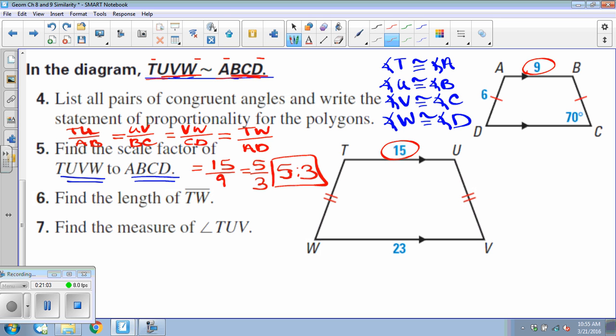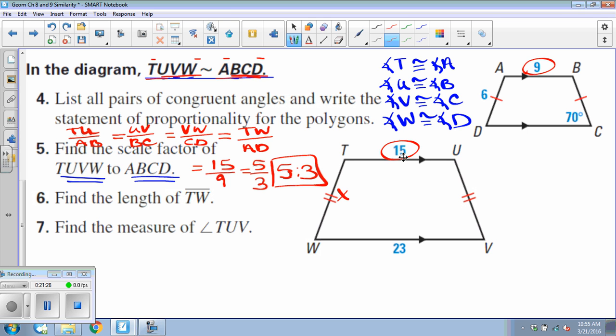Next, it says find the length of TW. TW, that's this right here. So I'll call that X. And so we have to set up a proportion. Corresponding parts equals corresponding parts. It doesn't matter which one you do first, as long as you keep that same pattern. So I'll do big one over small one equals big one over small one, just because the big one's on the left. No reason.